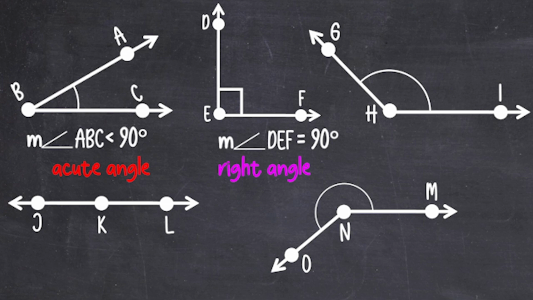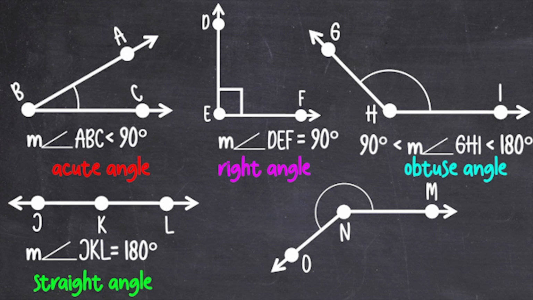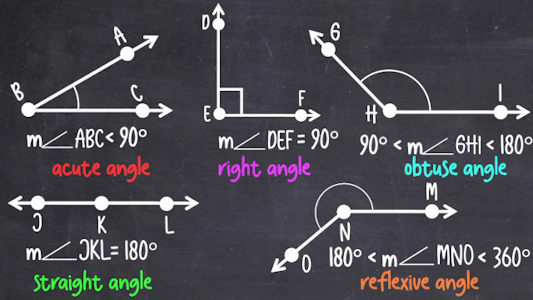If an angle has between 90 and 180 degrees, like angle GHI, then we call that angle an obtuse angle. If an angle has 180 degrees, like angle JKL, then we call that angle a straight angle. If an angle has greater than 180 degrees, like angle MNO, then we call that angle a reflexive angle.